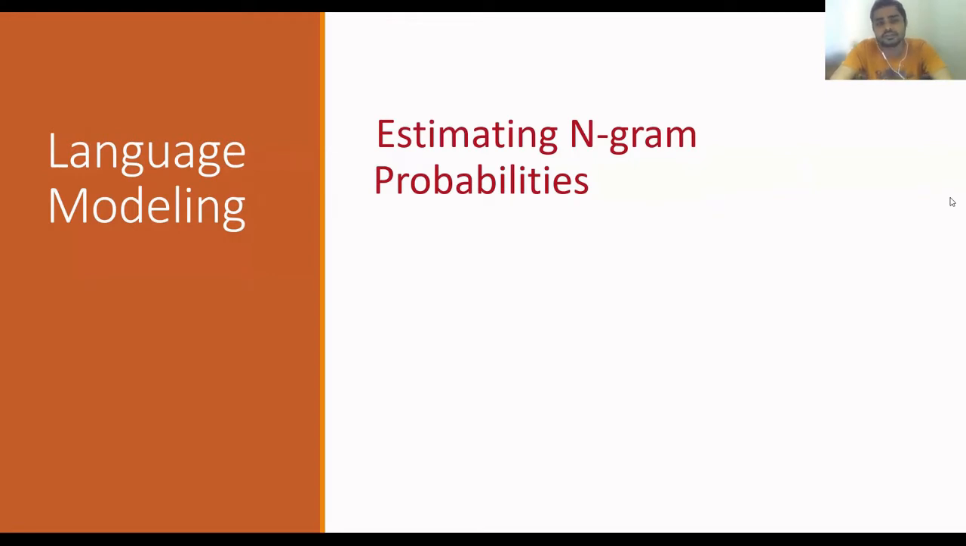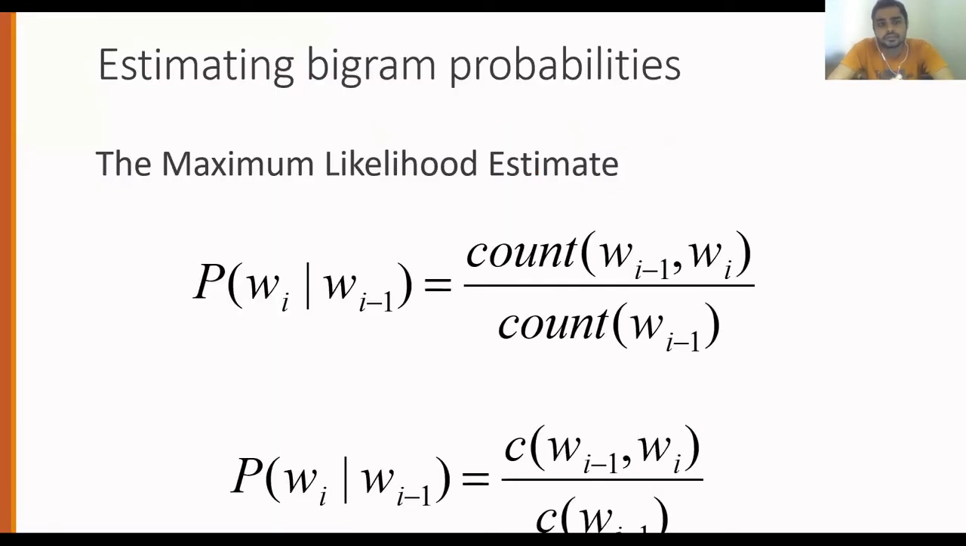Now, how do we estimate these bigram or n-gram probabilities? An intuitive way to estimate the probabilities is called maximum likelihood estimation, or the MLE. We get the MLE estimate for the parameters of an n-gram model by getting counts from a corpus and normalizing those counts so that they lie between 0 and 1.